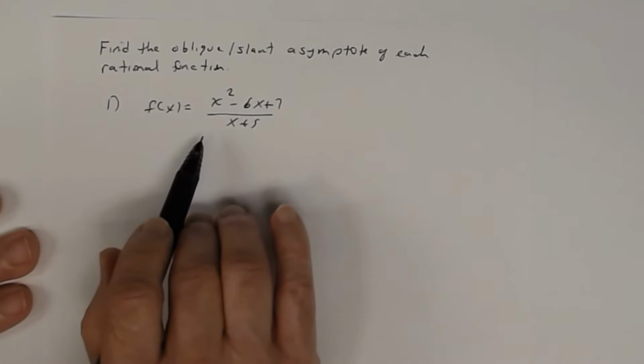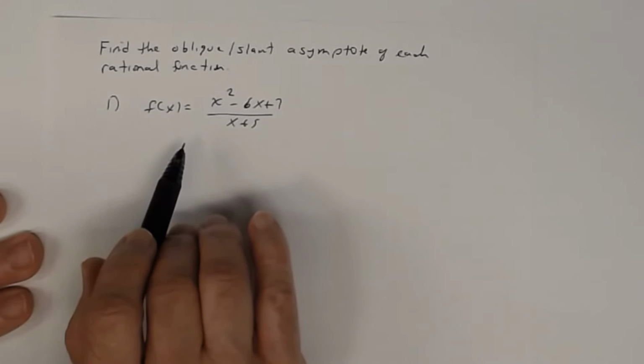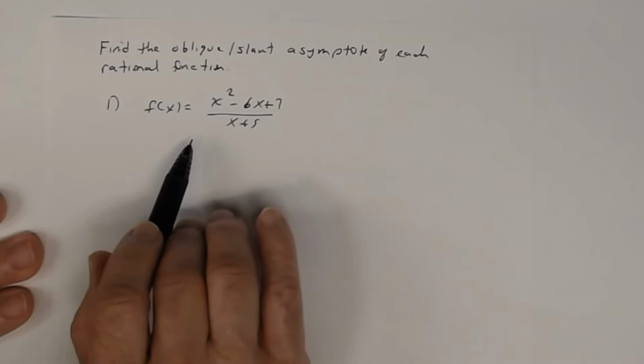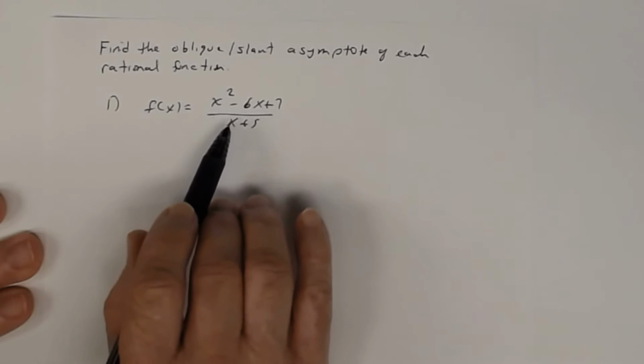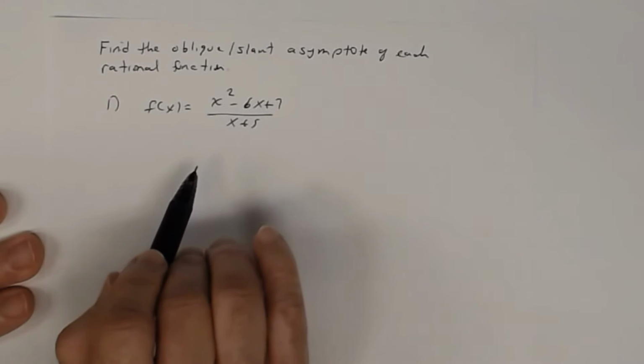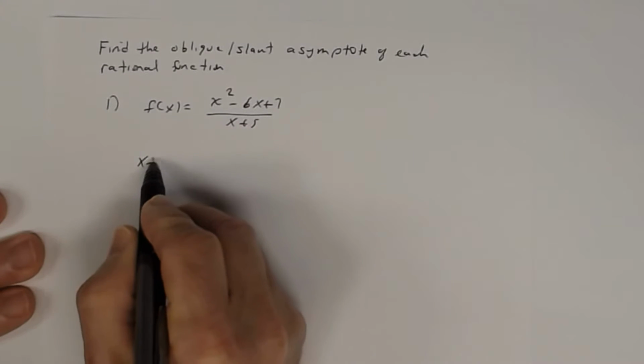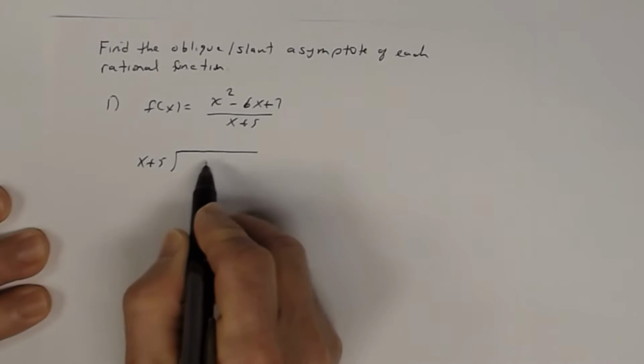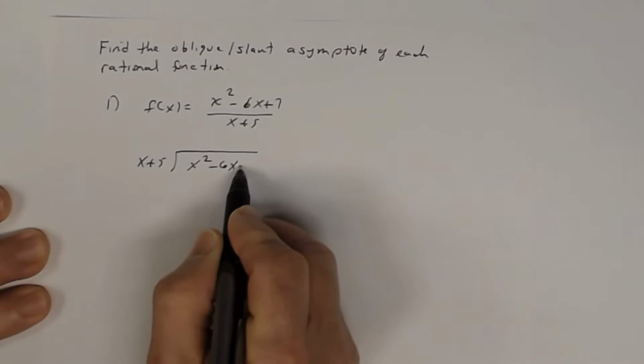Now, you may say, well, how do you find the oblique asymptote? You're going to use long division. All right, and so let's look at that. So let's go ahead and do this. Let's divide this out using long division. So we have x plus 5 divided into x squared minus 6x plus 7.